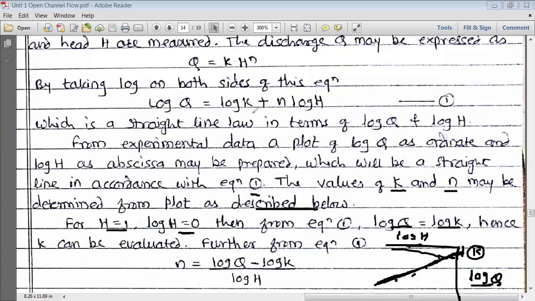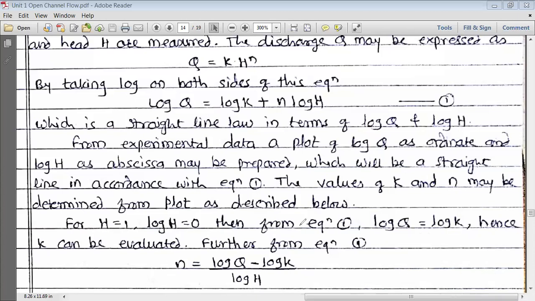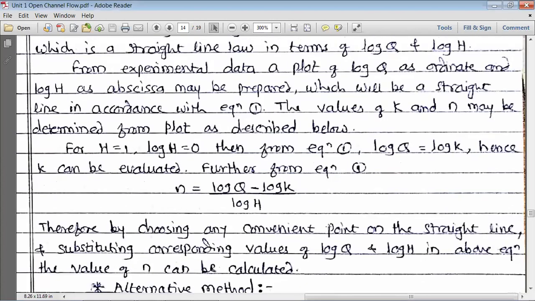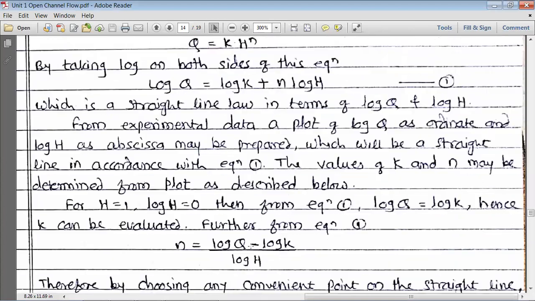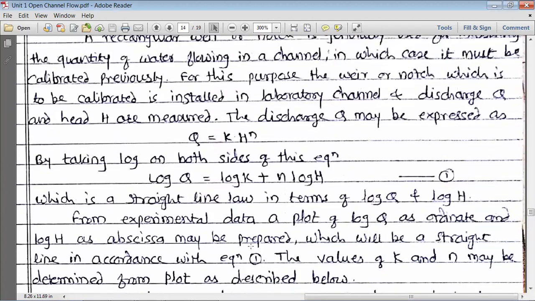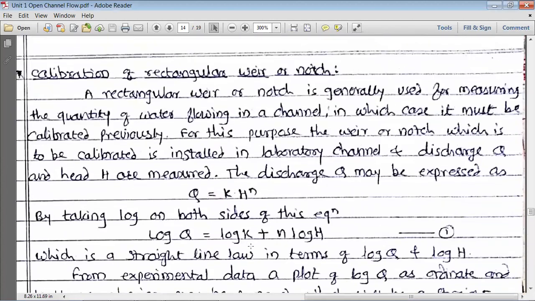Further, if we rearrange the terms in this equation, taking log K to the other side, we get log Q minus log K, and dividing by log H, we get N is equal to (log Q minus log K) divided by log H. We know the values of log H, log K and log Q. If you put these values in this equation, you will get the value of N. Once you get the values of N and K, that is nothing but calibration of this rectangular weir.